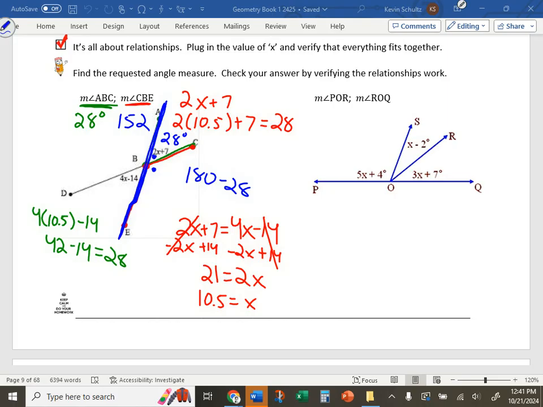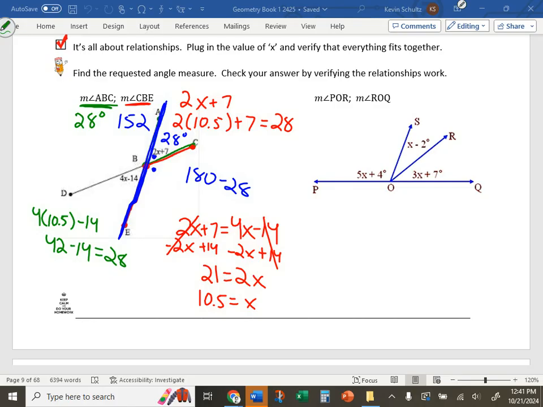The next one, we're looking for POR and ROQ, but just, what can you tell me about those three angles? They're not technically a linear pair. A pair is only two angles, but all three of them together make a line. So what's the equation we can set up for this? Well, it has to equal 180. Yes, the angle measures of the three of them have to equal 180 because that's the measure of a line. So what's the equation you would set up?